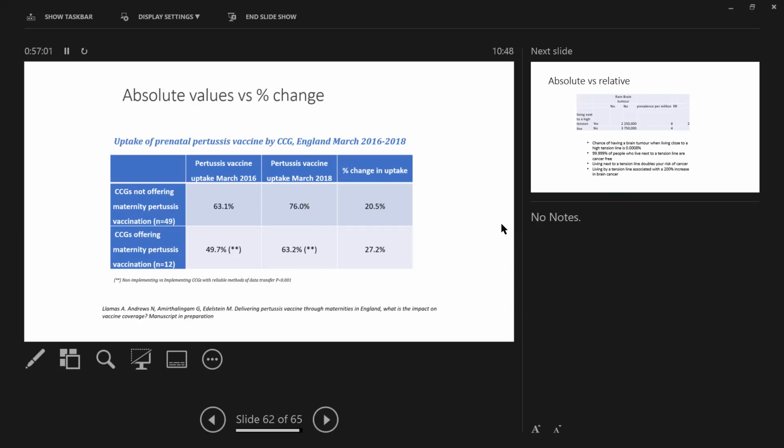So all these things are part of the discussion, but you could see how you could present the data in different ways. If your message was that offering vaccination in clinics in maternities is a great thing, or if your conviction is it's not a great thing, it's a waste of time, you could present the data differently. So everyone has their own biases as well.